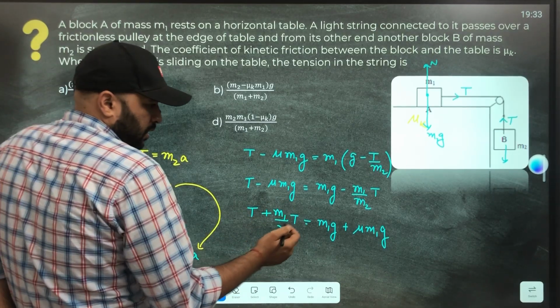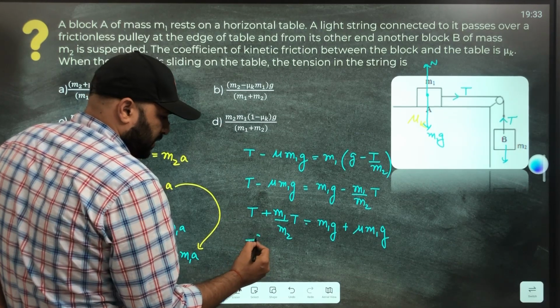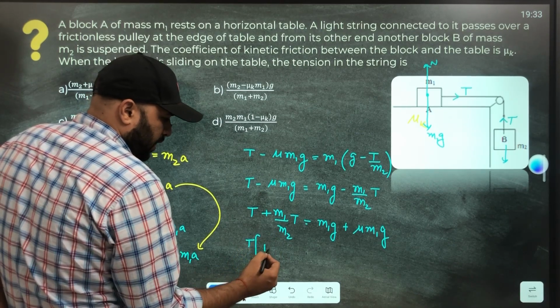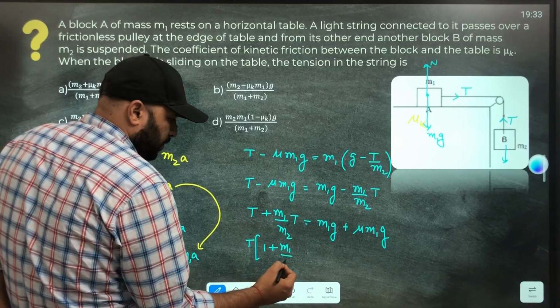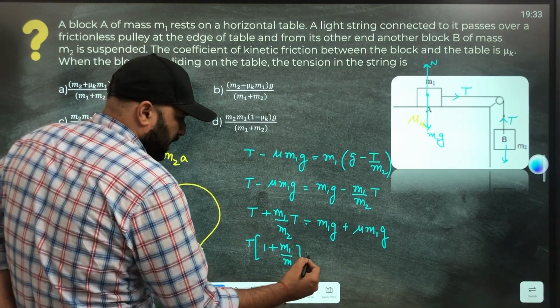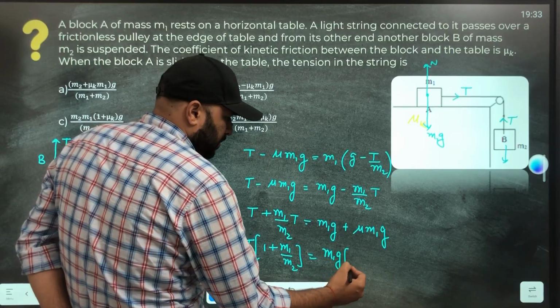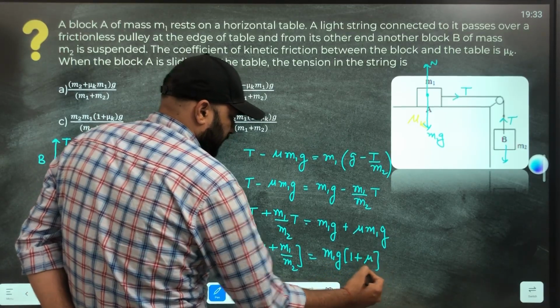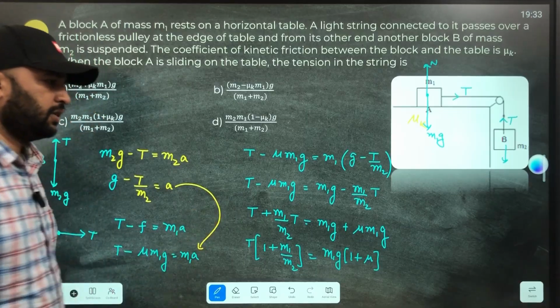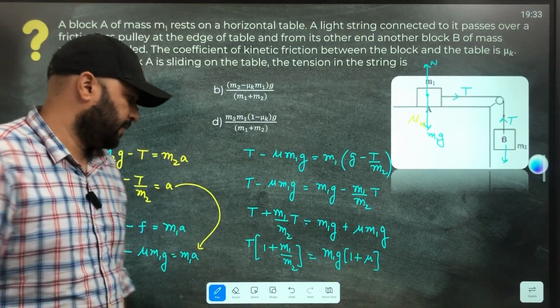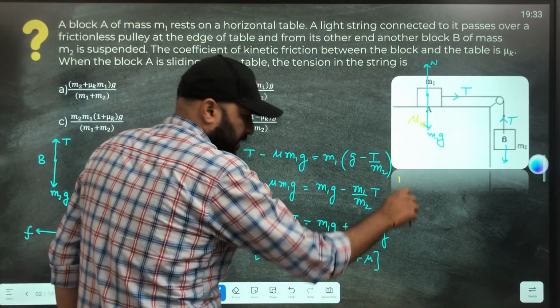Now, great. Let's take T common out. This will become 1 plus m1 upon m2, okay? I just took T common out. And here, if I take m1g common, this will be 1 plus mu. I hope this is clear, okay? Here I took T common out. Here I took m1g common out, right? Now, cross multiply here. Let's solve it here.